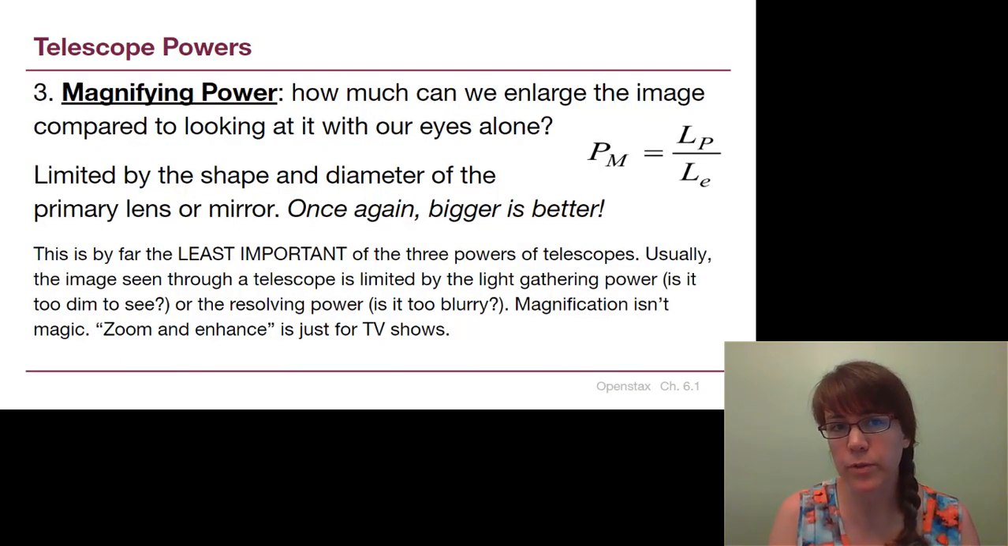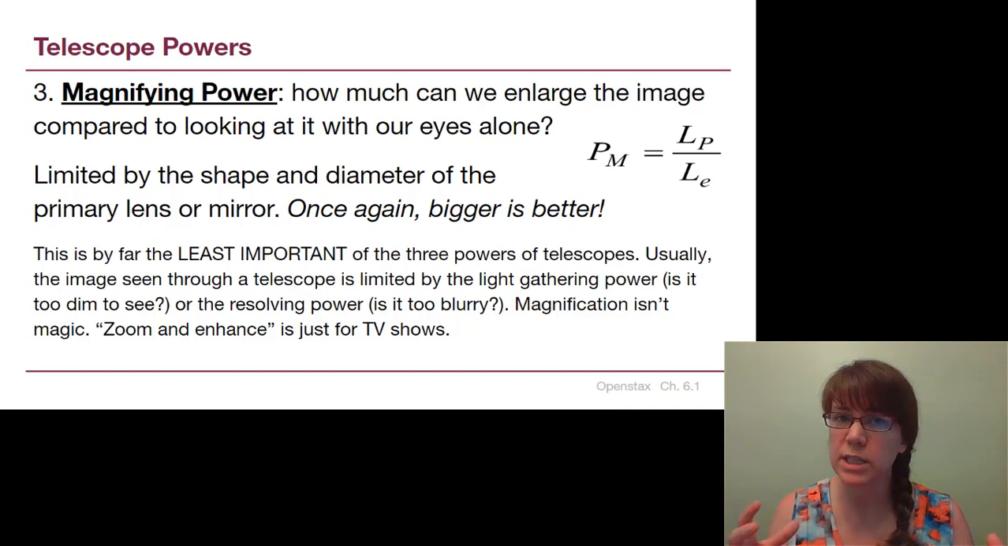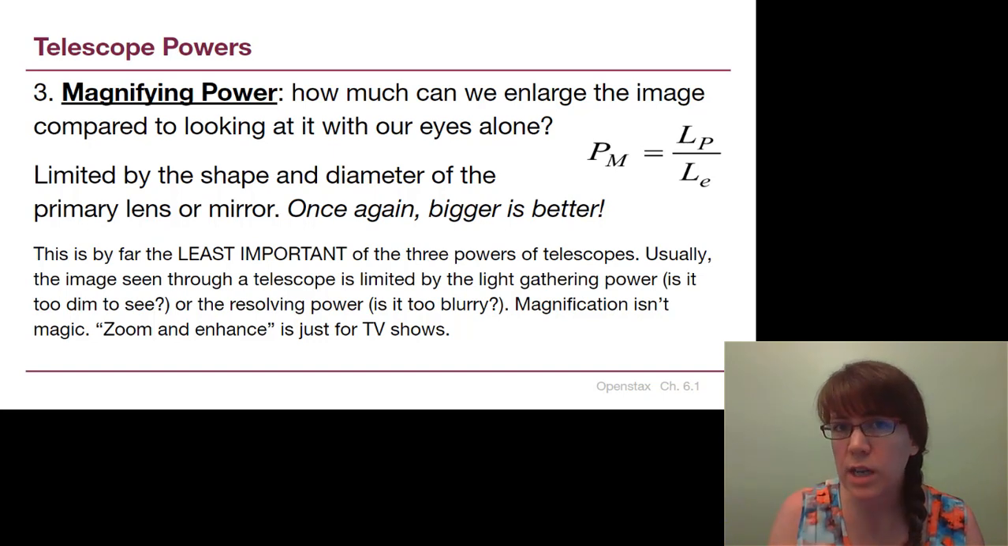And then the third power for telescopes is magnifying power. This is useful if you're doing backyard astronomy and have, for example, the planets in our solar system and their moons, or if you're looking at our moon itself. Zooming in on details is going to be based on the size of your telescope and the particular eyepiece that you're using. This is not nearly as important for large-scale scientific astronomy as the other two factors. So it's the least important of the three powers of telescopes.